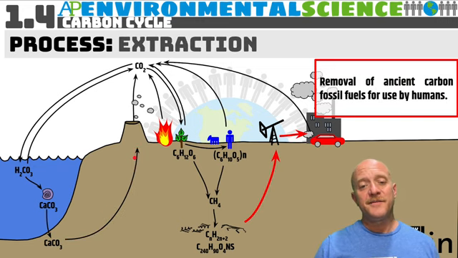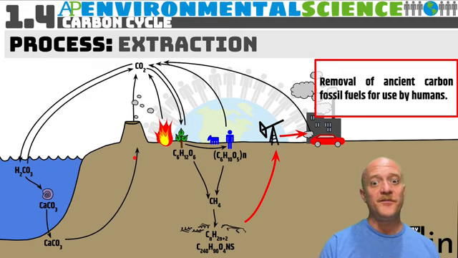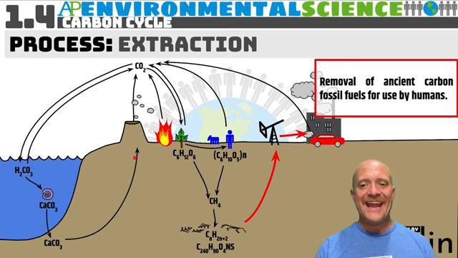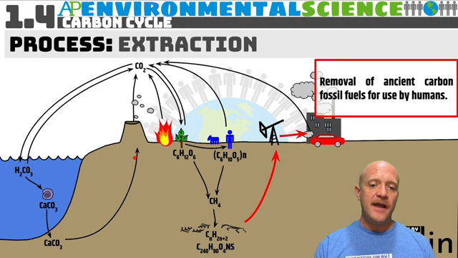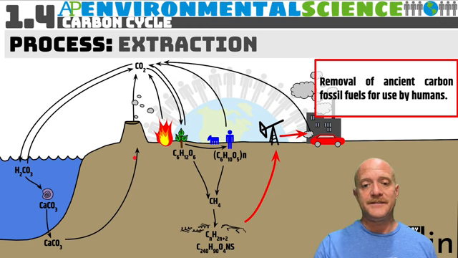And then we have something that is not really normal. Humans have only done this for the last 150, 200 years. It's extraction. And that is when we're removing this ancient carbon fossil fuel and we're using it for human use. So it's been locked away for millions of years, and then we discovered that it has a lot of energy, so we've been digging it up and using it.